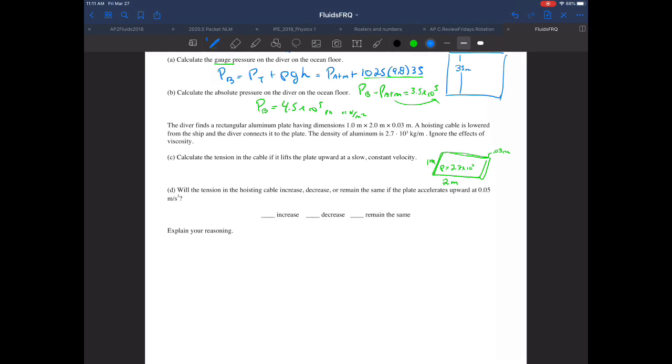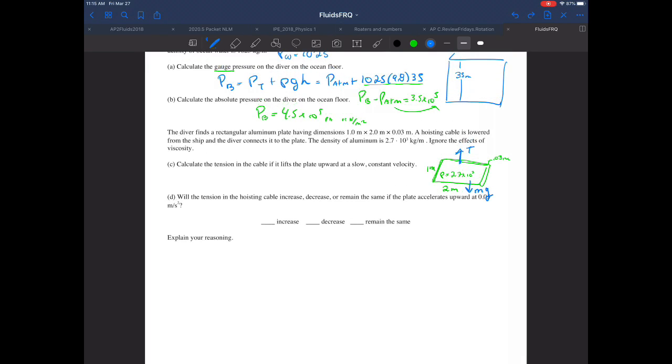And we're going to lift it with some tension, T. Ignore the effects of viscosity. So we're going to lift it up, tension T. What other forces do we have on it? Well, we're going to have some mg, because it's on Earth. And for our forces, we also have the buoyant force up, because we are underwater. So let's calculate the tension in the cable if it's lifted upward at constant velocity.